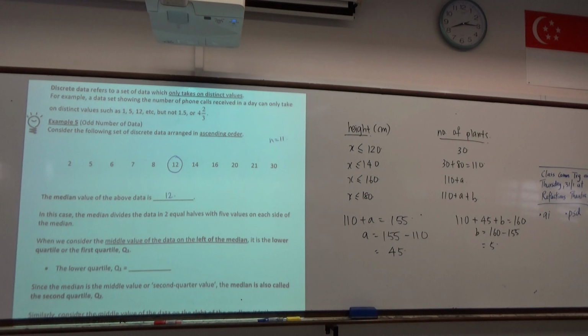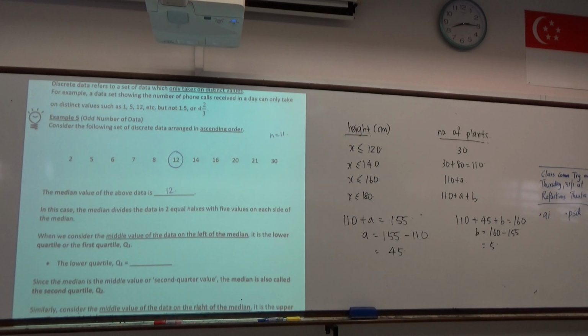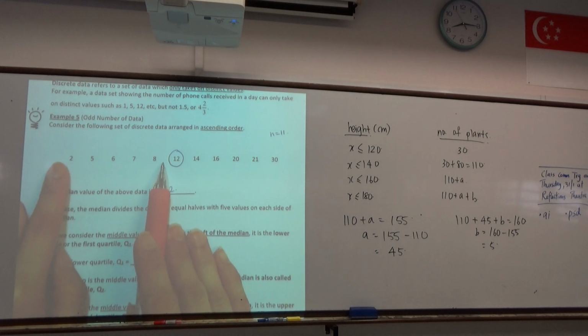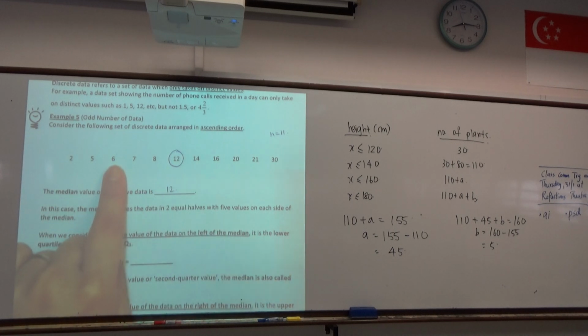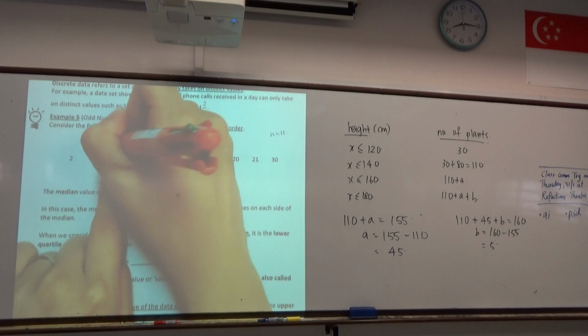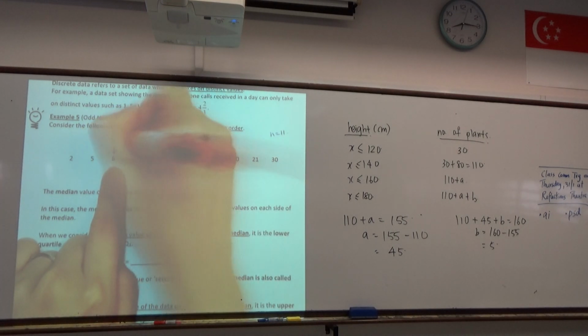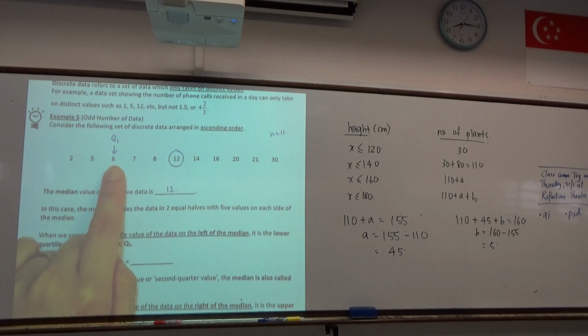Okay, so then after that, now we will try to understand what is considered a quartile. Quartile, as it suggests, is looking at quarters. So from the data found on the left of the median, we will pick out the center one, which is number 6. This is what we call the first quartile. We denote it as capital Q with a small number 1 at the bottom right.